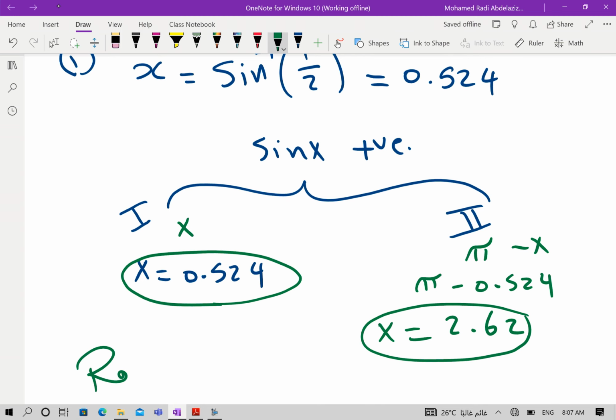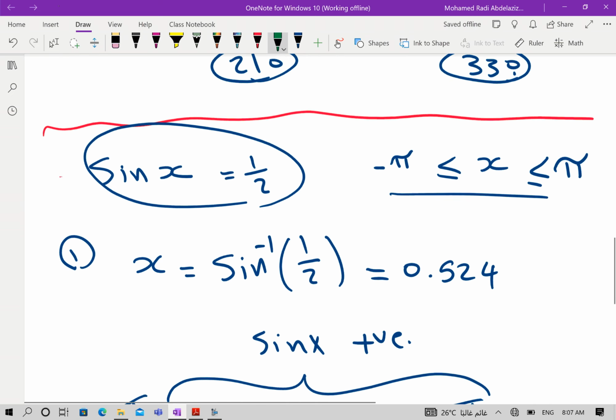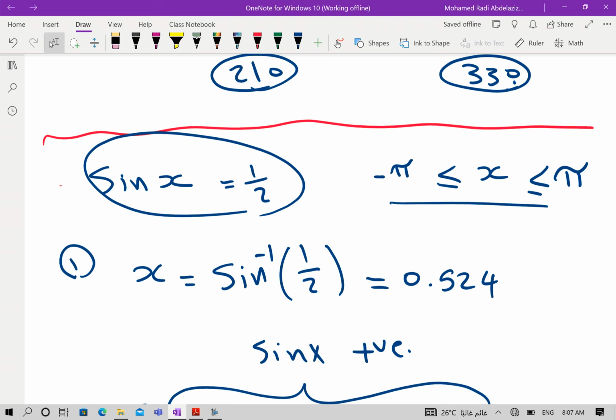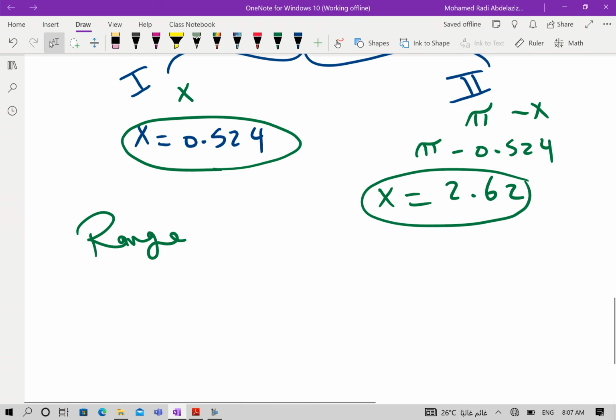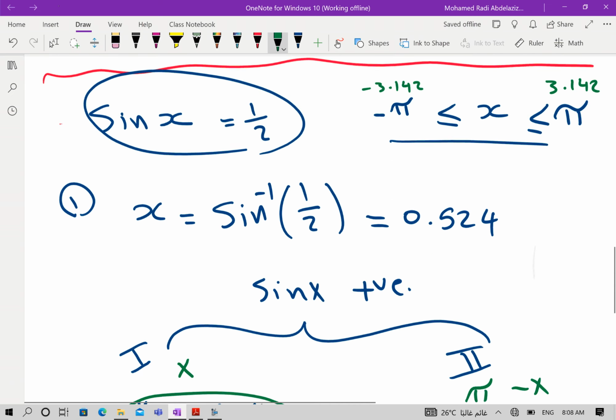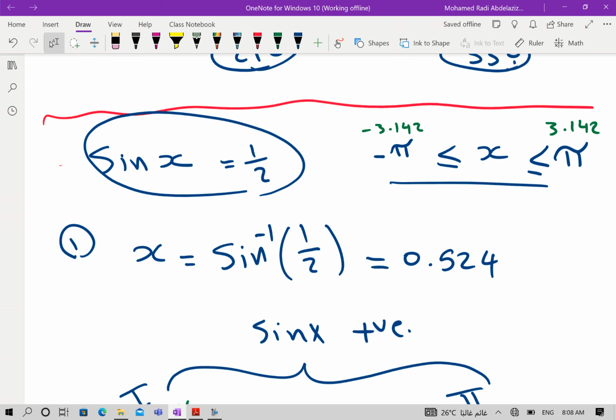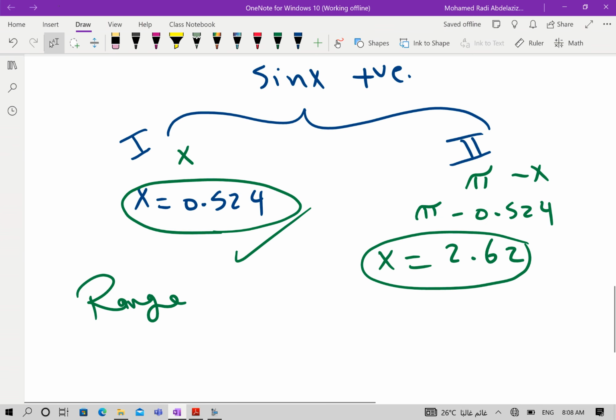Look at the range of values of x. The range given is from negative pi to pi, and I will write it as a decimal: negative 3.142 and positive 3.142. Is the first solution in the range? Yes, 0.524 is in the range. Is 2.62 in the range? Yes.